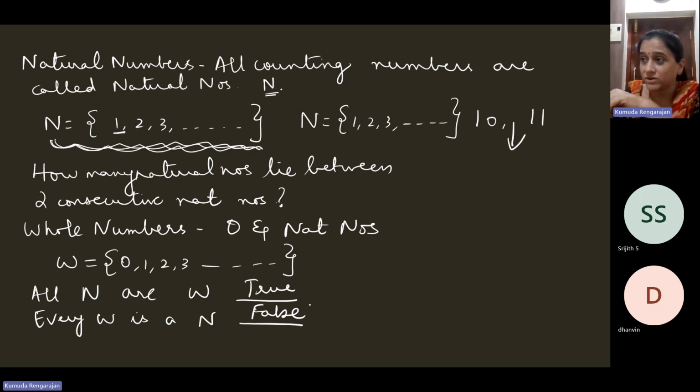1 is a whole number. It's also a natural number. 2 is a whole number. It's also a natural number. But 0 is a whole number, but it's not a natural number. So it's false.